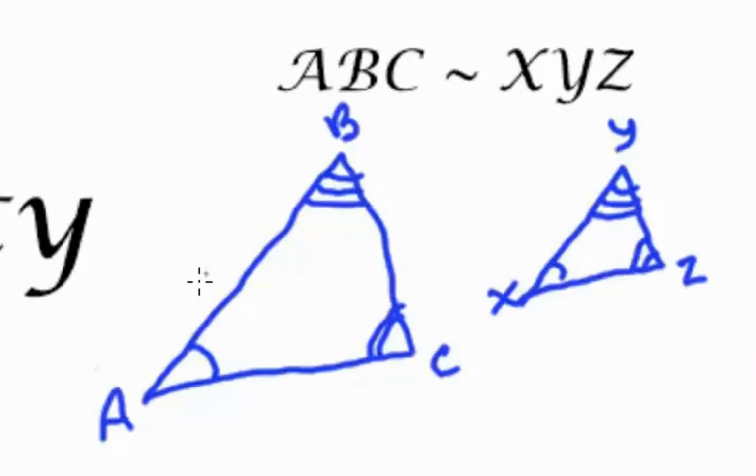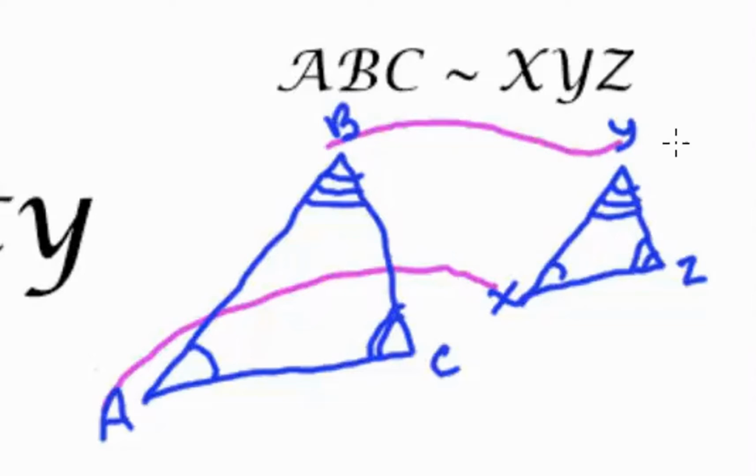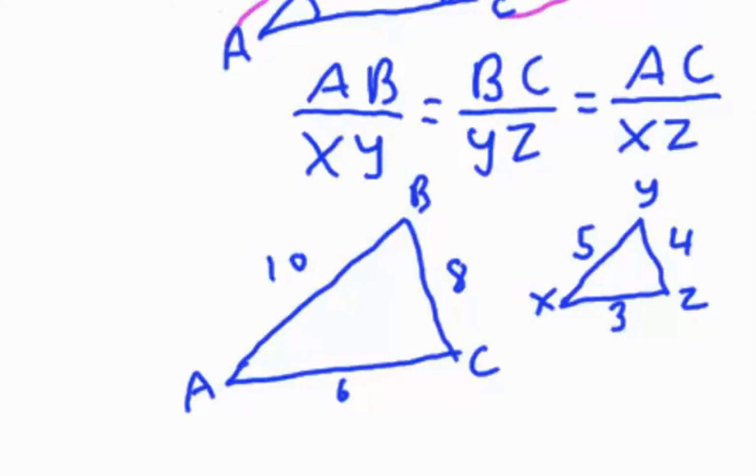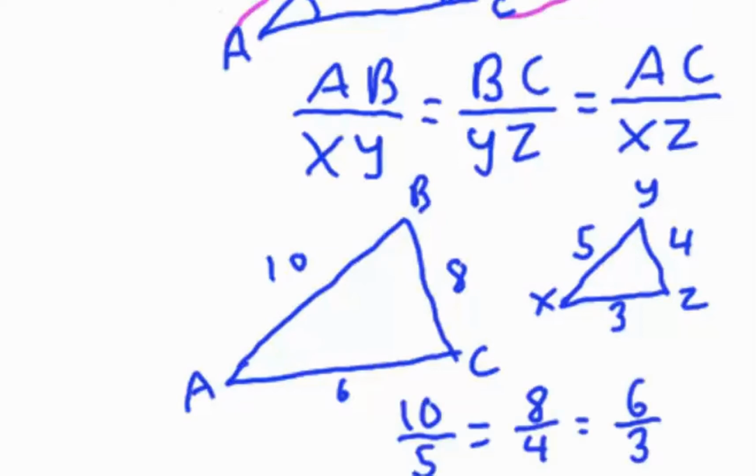So let's imagine two triangles are similar. Triangle ABC is similar to triangle XYZ. So the corresponding angles, that means that A is the same as X, B is the same as Y, and C is the same as Z. Each of those three pairs is congruent. They have the same angle measure. The sides are also proportional, which means AB over XY will be equal to BC over YZ and AC over XZ. So I can take a look at these two triangles with actual measurements and see that 10 over 5 is equal to 8 over 4 is equal to 6 over 3 because all of those are 2.